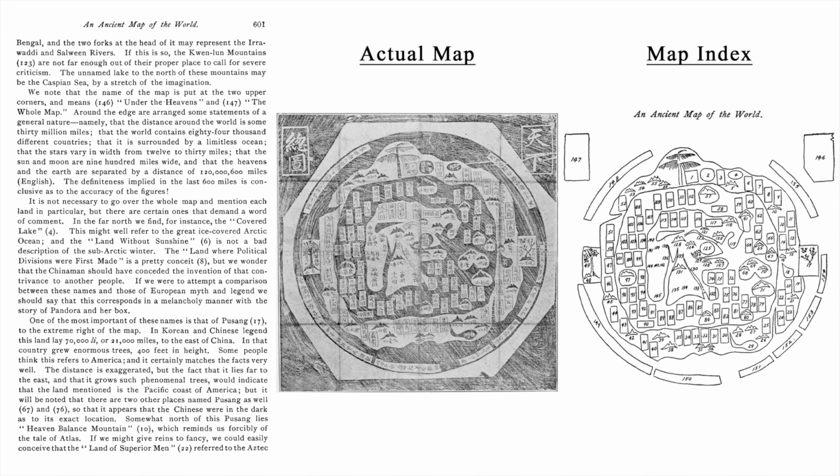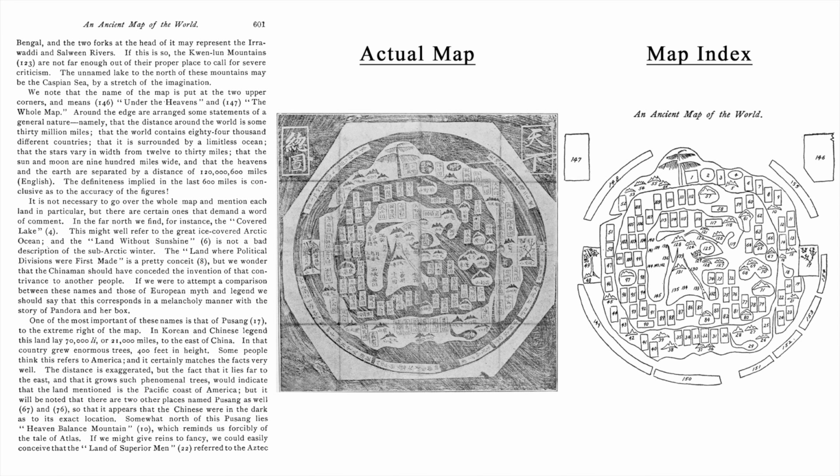One of the most important of these names is that of Pusang, to the extreme right of the map. In Korean and Chinese legend, this land lay 70,000 li or 21,000 miles to the east of China, and that country grew enormous trees, 400 feet in height. Some people think this refers to America, and it certainly matches the facts very well. The distance is exaggerated, but the fact that it lies far to the east and that it grows such phenomenal trees would indicate that the land mentioned is the Pacific coast of America.